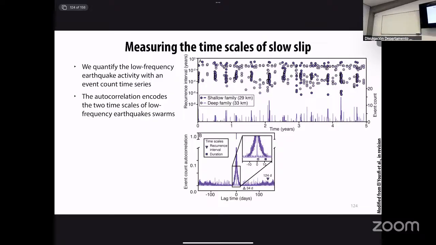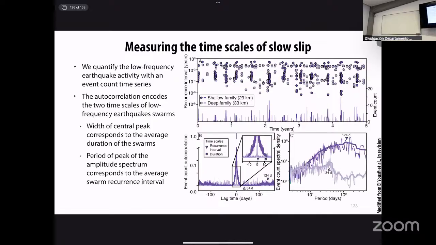But it's a pain, and it's tricky because it can sometimes be noisy if you don't have enough events. So instead, what we can do is calculate the Fourier spectrum of this autocorrelation, and we can pick the recurrence interval as the peak of that, the period of that peak.